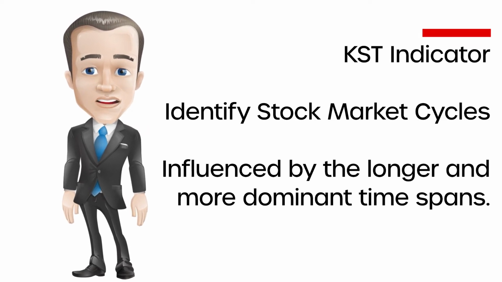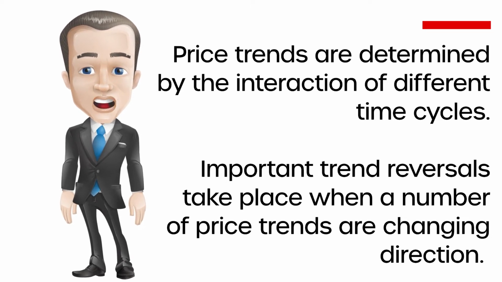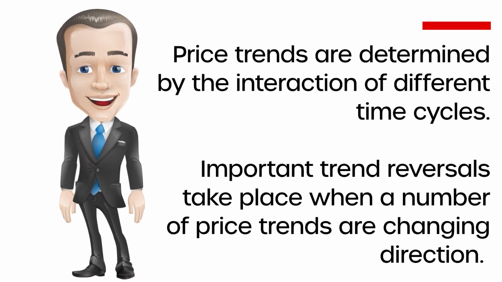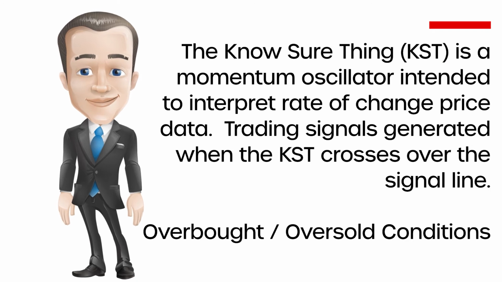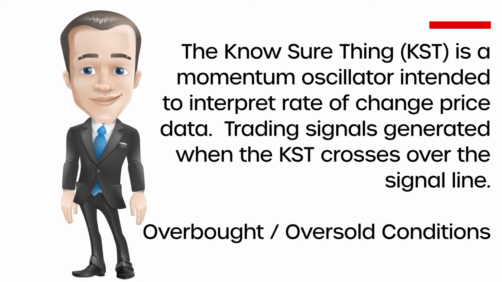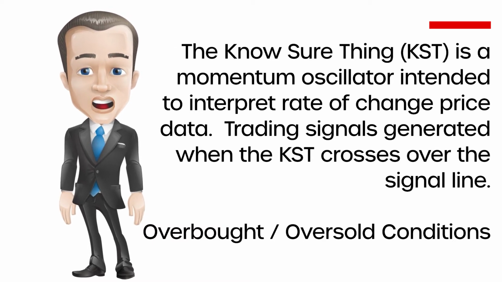The concept behind the oscillator is that price trends are determined by the interaction of many different time cycles and that important trend reversals take place when a number of price trends are simultaneously changing directions. The No Sure Thing KST is a momentum oscillator intended to interpret rate of change price data. Trading signals are generated when the KST crosses over its signal line, but traders also look for overbought and oversold conditions.